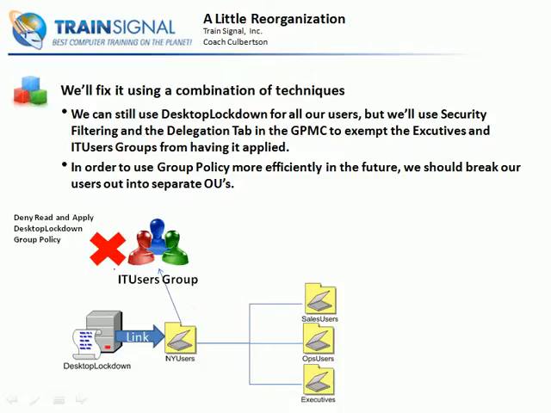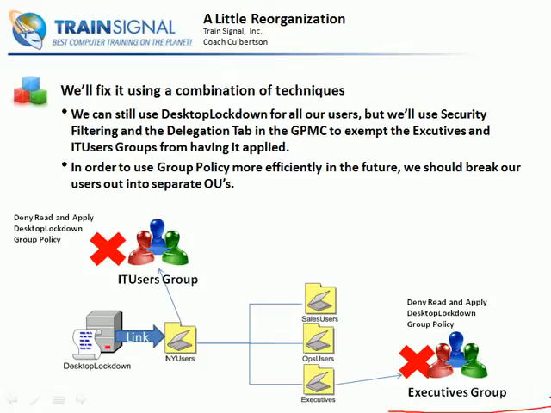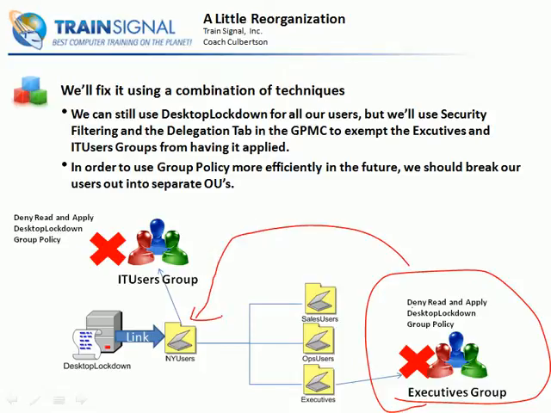But we're going to do that whole security filtering technique to make sure that when we create our IT users group, which we're going to have to do, right, because it doesn't exist yet, we're going to apply a deny read and apply group policy for the desktop lockdown. We're going to do the exact same thing for the executives group, even though they're in a separate OU. Because here's the thing, if you are using your security filtering, it does not matter where the executives group necessarily lives. We could actually leave them over here in NY users if we so desired, and that would be okay.